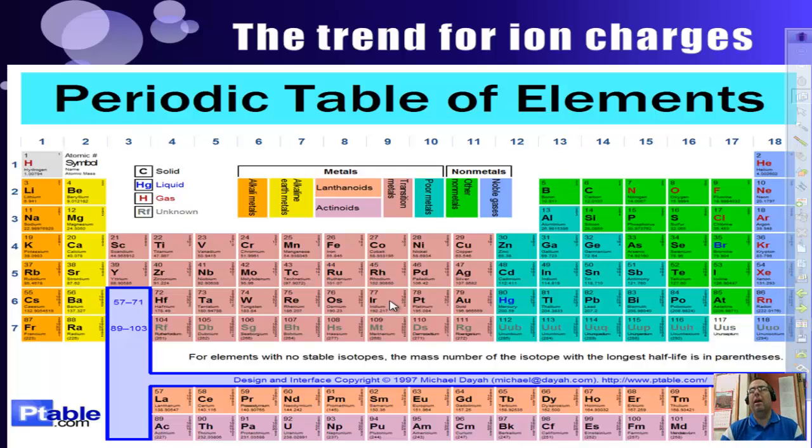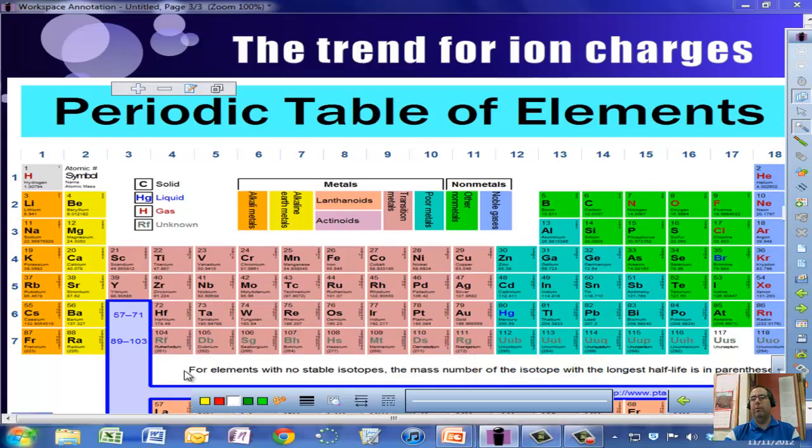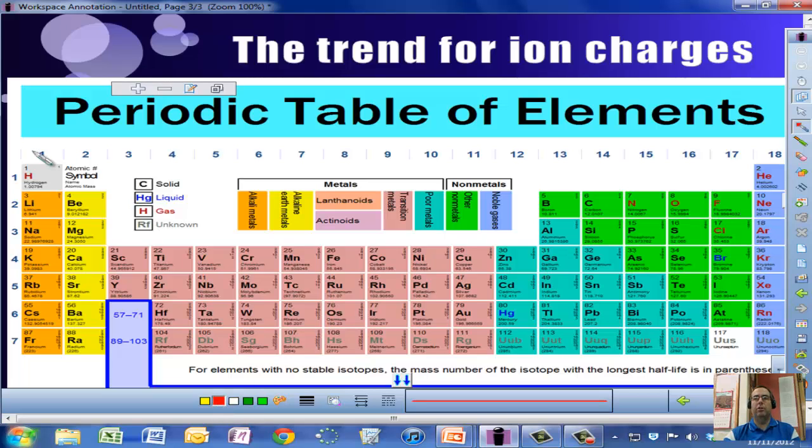Now, the periodic table is set up according to trends. One of those trends is going to end up being ionic charge. So this first column is going to form a +1 charge. All of these have 1 valence electron, and for example, let's take lithium, if I lose one, look where I'm at. I'm at helium. Okay, so everything in group number 1 is going to have a +1 charge.